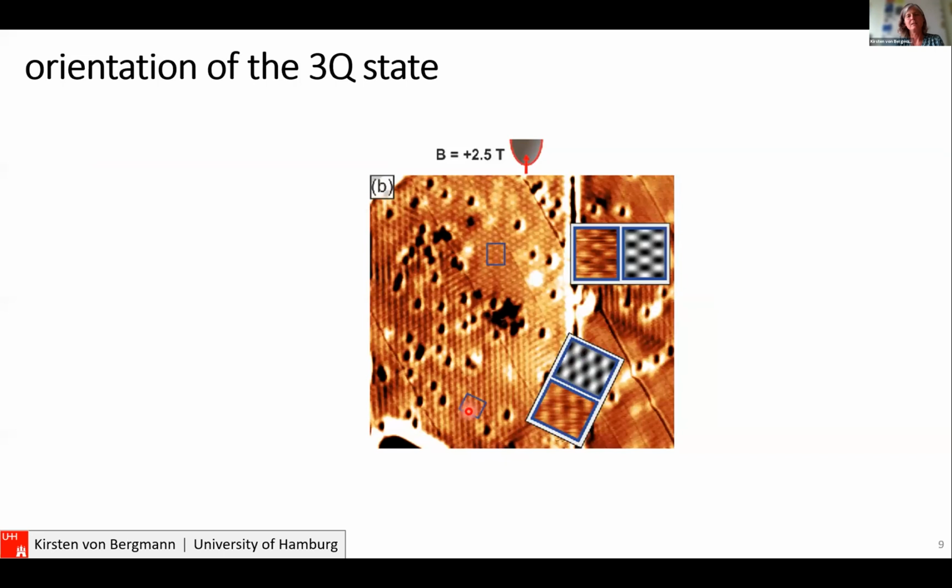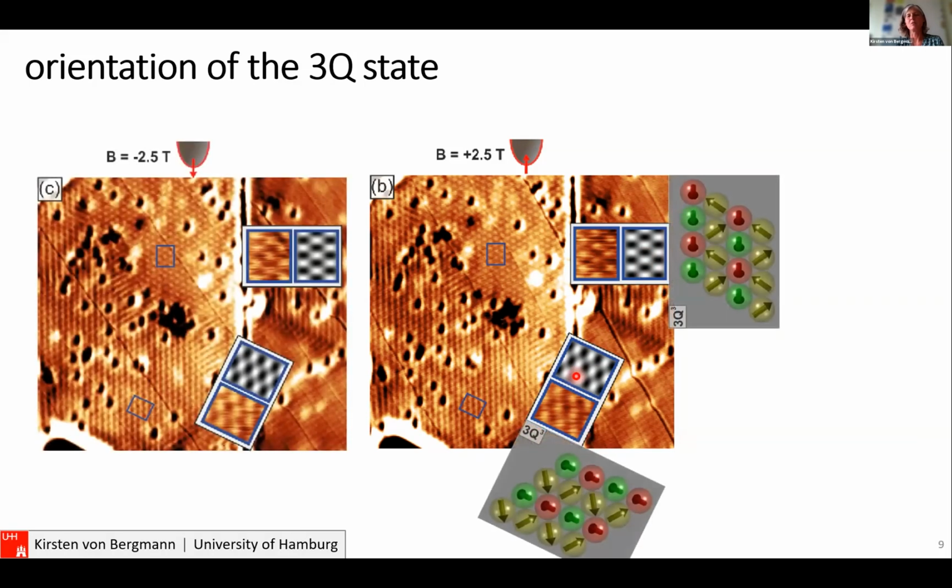And in a different area of the sample, it looks slightly different, but it does look like the simulations we had done before for this particular rotation of the 3Q state. And if we now invert the external magnetic field to change the tip magnetization, we see that the pattern does not change, except that we get a phase shift for the position here, as was expected for this kind of 3Q state. So we believe this is the state that we have here in our experiments.